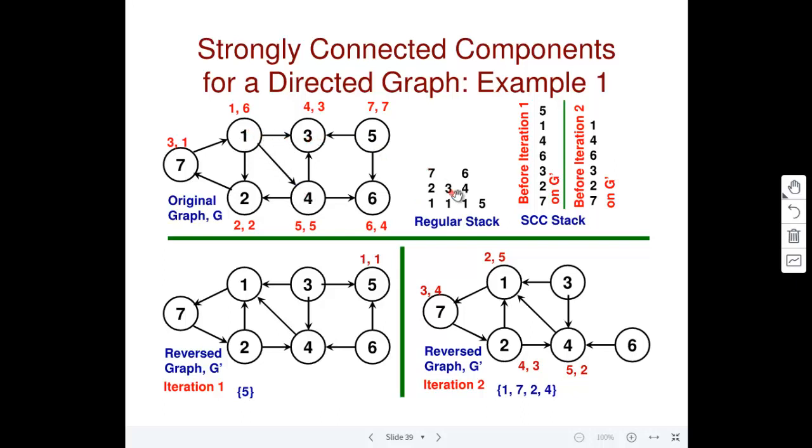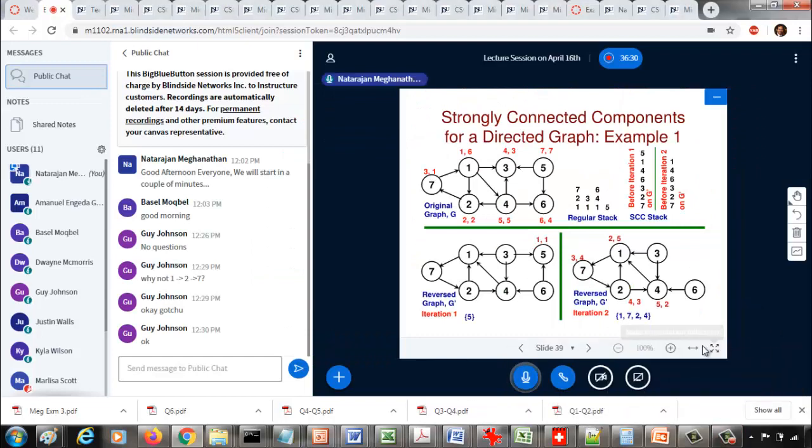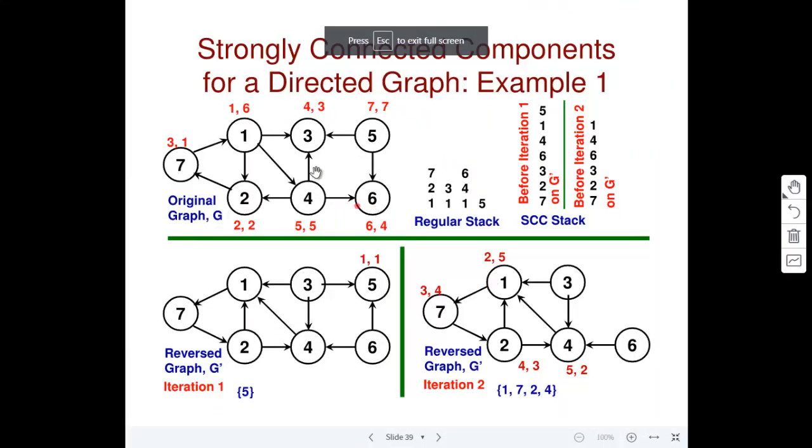So you push 3 to the regular stack. That's the fourth vertex to be pushed to the stack. Now from 3 you cannot go anywhere else, so you pop out vertex 3 from the regular stack and push it to the SCC stack. So vertex 3 is now pushed to the SCC stack. Now we are back to vertex 1 at the top of the regular stack.